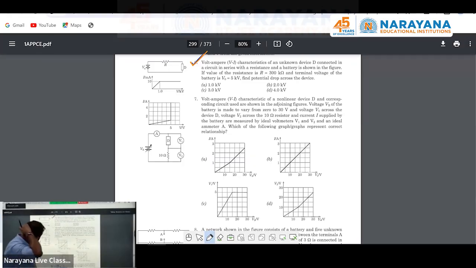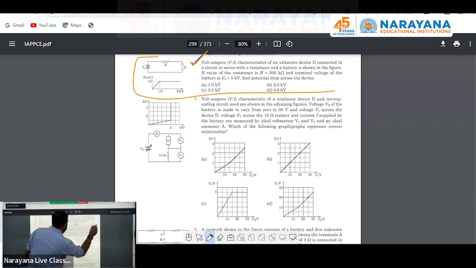The ampere characteristic of a known device D, which is connected in a circuit in series with a resistance and a battery, is shown in the figure. The value of resistance is given, and the terminal voltage of the battery is also given, 5 kilovolt. You have to find out the potential drop across the device. What should be the potential drop across the device?